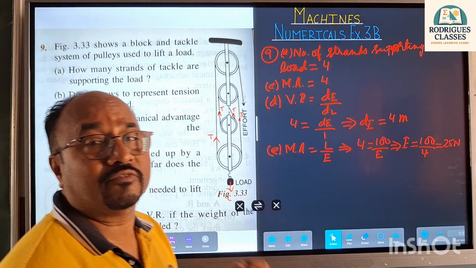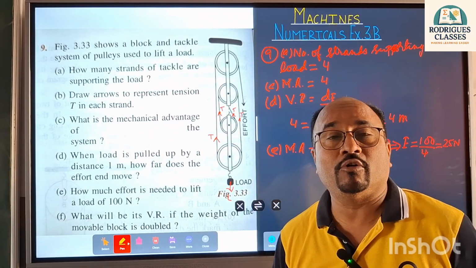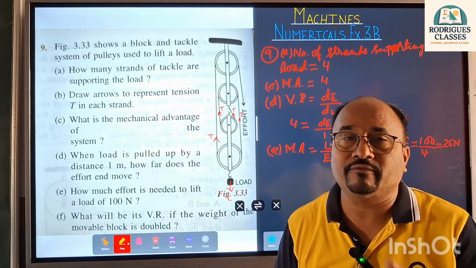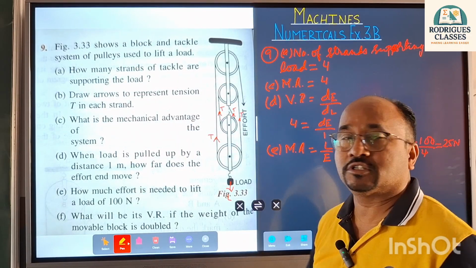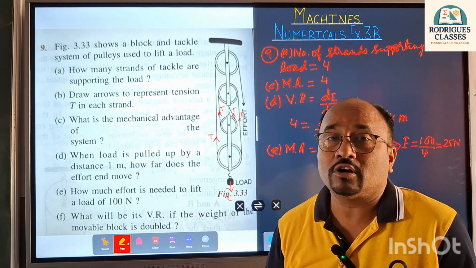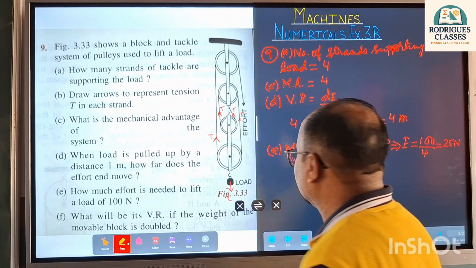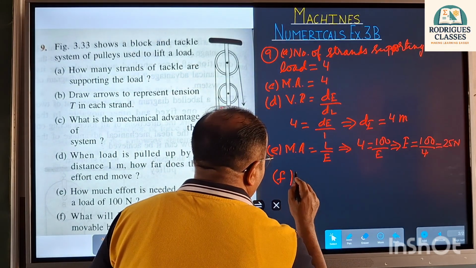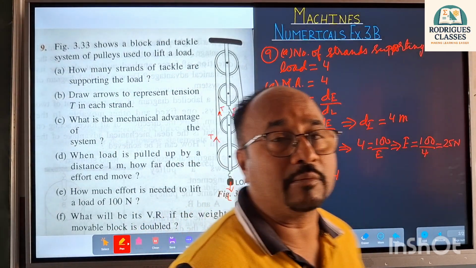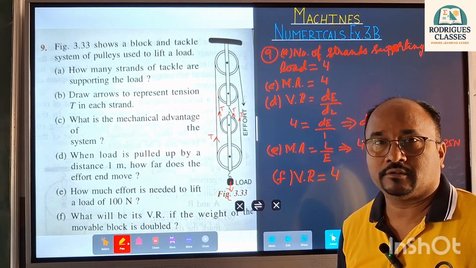What will be its velocity ratio? Okay, if the weight of the movable block is doubled. If you have understood me so long, you have the answer that the velocity ratio will remain the same, because velocity ratio does not change whatever happens to the load and the effort. So F part will have velocity ratio same, that is 4. So this completes this numerical. I hope you have understood the concepts here.